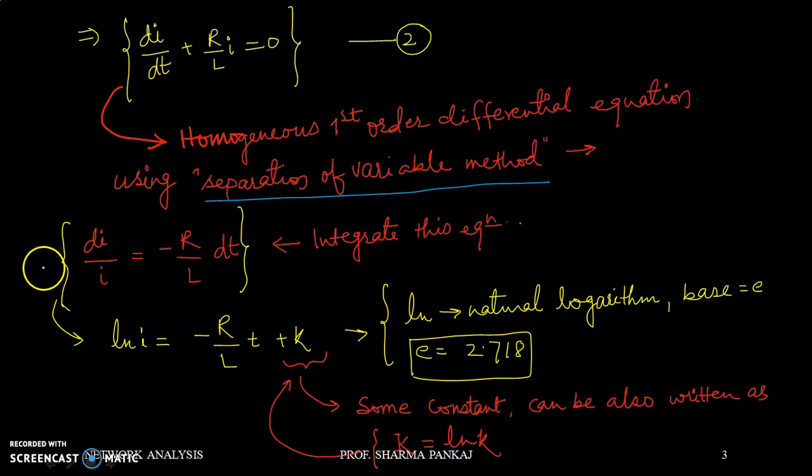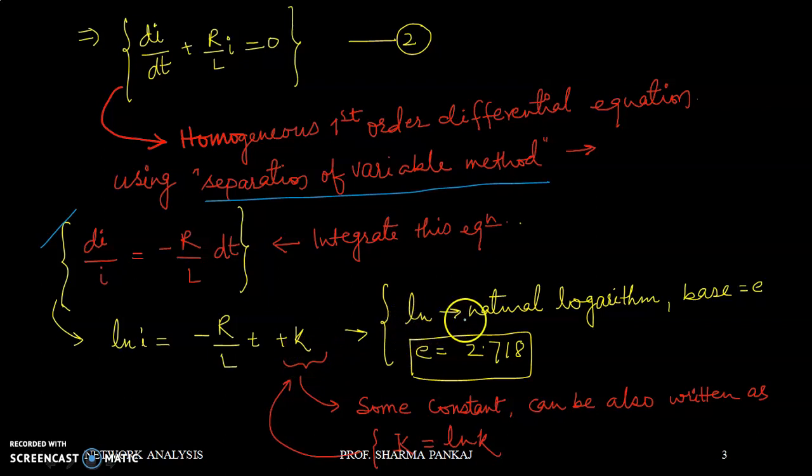See this, the variable has been separated, that is di by i on one side is equal to R by L dt on the other side. Integrate this equation. This will become natural logarithm. ln is your natural logarithm. ln i is equal to minus R by L t plus K.